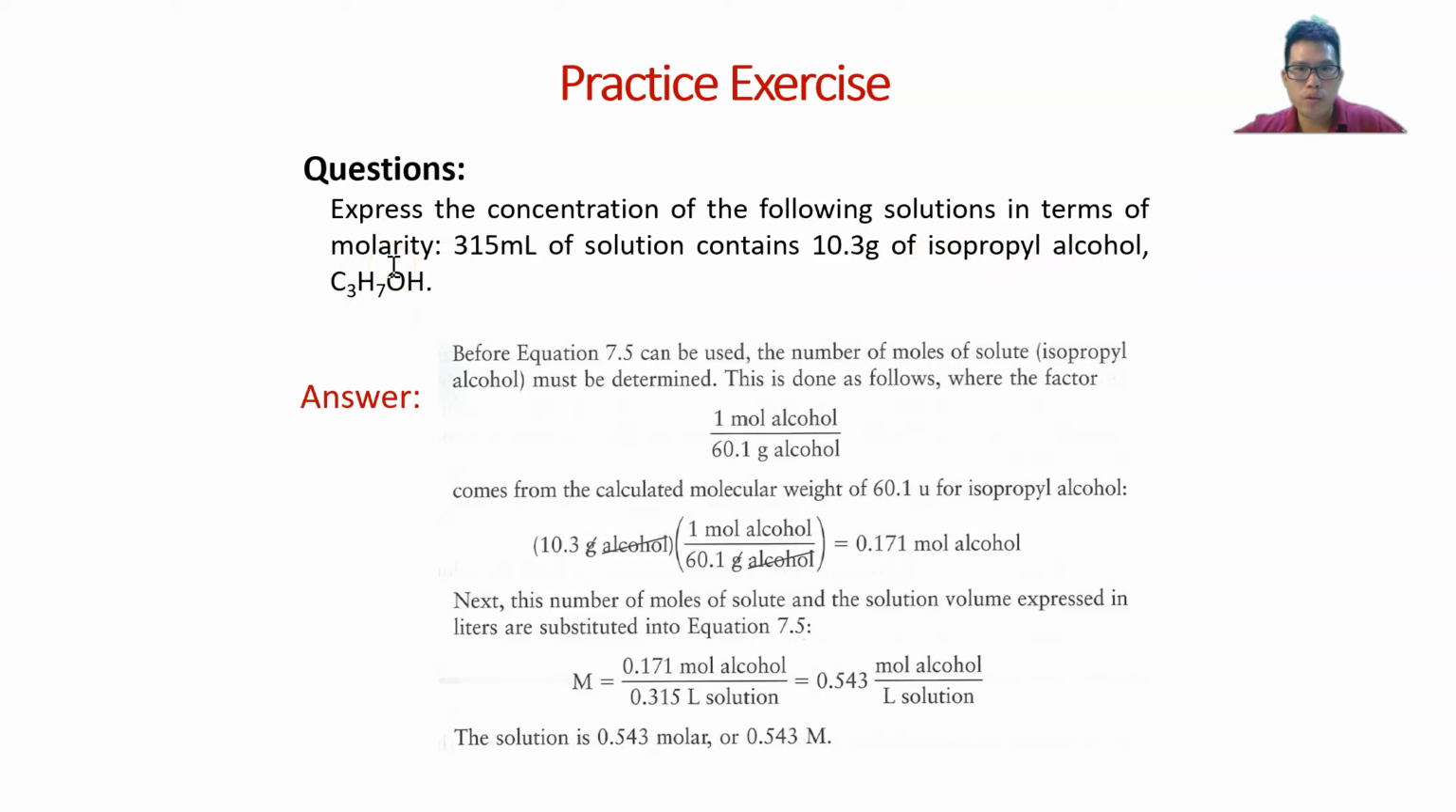So how you can do this is to find out the molar mass. First you must know the molar mass of the isopropyl alcohol, so you can calculate from here. The molar mass is 60.1 grams per mole. You use that with the amount of isopropyl alcohol, 10.3 grams, divided by the molar mass, and you will get 0.171 mole of alcohol.